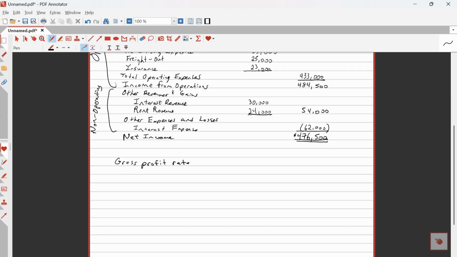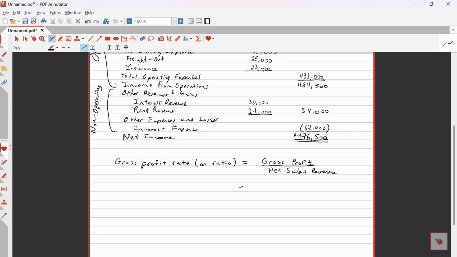The gross profit rate or ratio, sometimes it's called the gross profit ratio. There's a formula for it. It's just gross profit divided by net sales revenue. Again, net sales revenue is equal to sales revenue minus the balance in sales returns and allowances minus the balance in sales discounts. In this problem, we didn't have any sales returns and allowances and sales discounts. So net sales revenue is gross sales revenue.